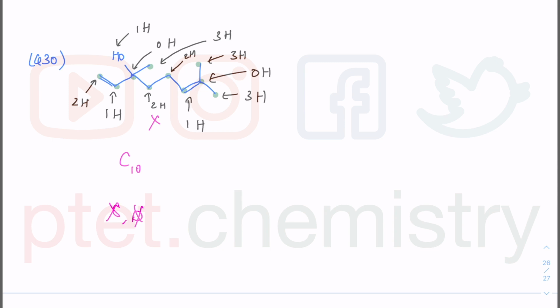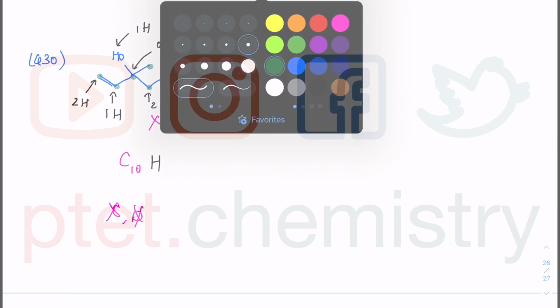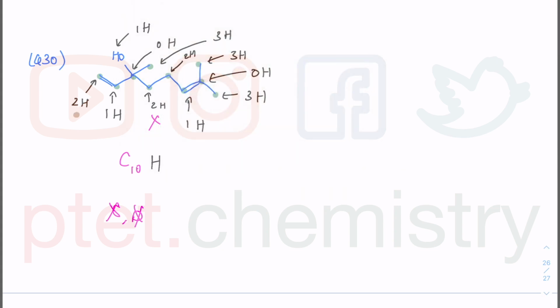Now let's count our hydrogen. If I use a different color, let's say 2, 3, 4. 4 plus 0 is 4. 4 plus 3 is 7. 7 plus 3 is 10. 10 plus 0 is 10. 10 plus 3 is 13. 13 plus 1 is 14. And then, have I miscounted? I might have miscounted. Have I miscounted anything at all?